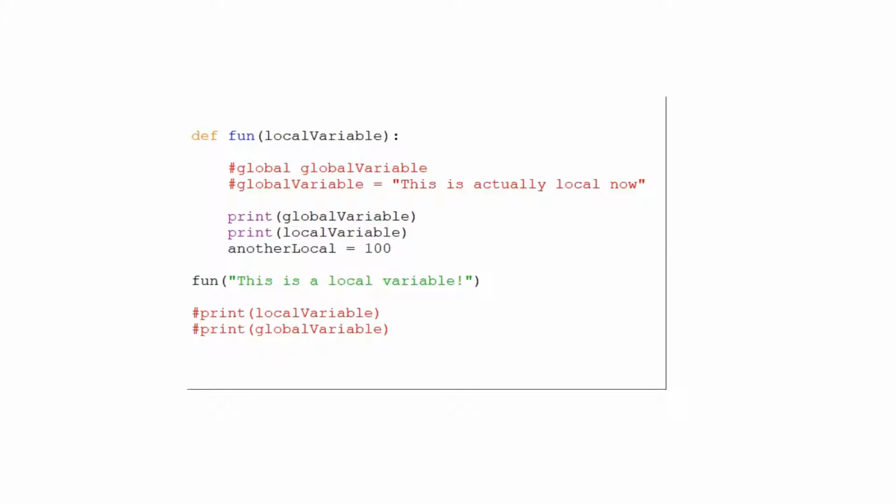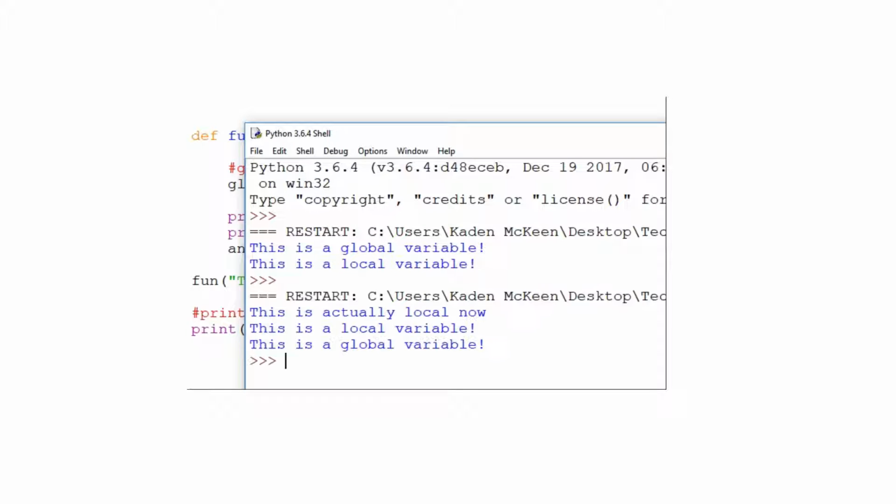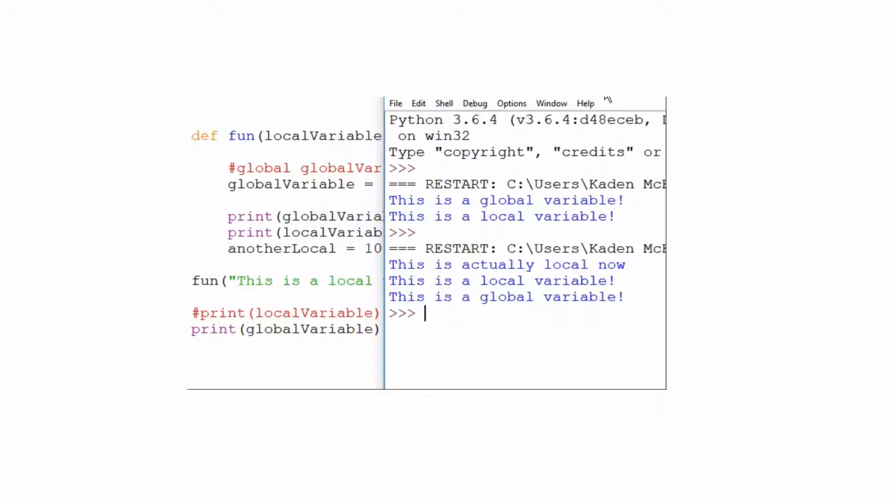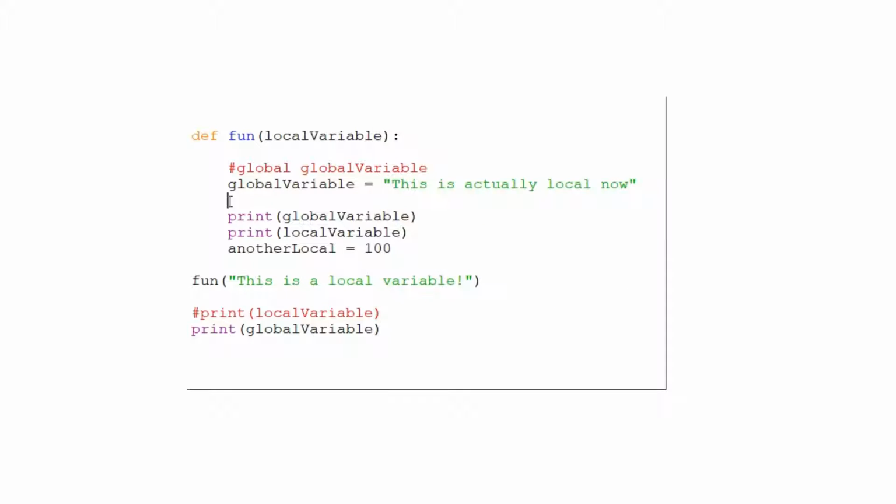However, if we want to set a variable called global variable inside this function, the program will now assume that this is actually a local variable and will call this instead, while the global value still remains the same. So we can see that this remains its local state, whereas the global variable never changes.